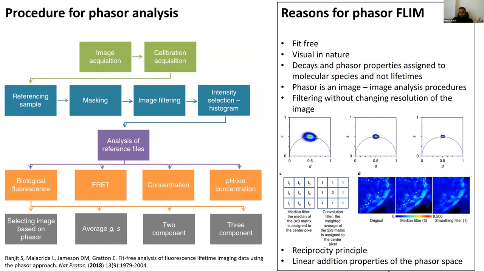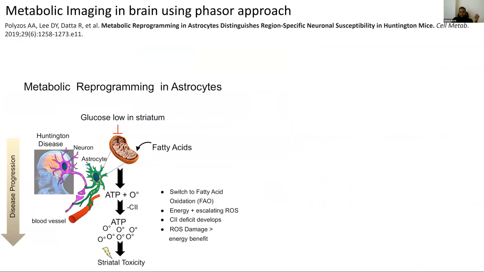It's an image, so all the image analysis procedures can be applied to the phasor space. And then there is the filtering without changing the resolution of the image. So this shows a filtering effect of 3x3 and 5x5. And if you do that and you add that to the center stage, the image itself doesn't get blurred, which is a big addition in this analysis.